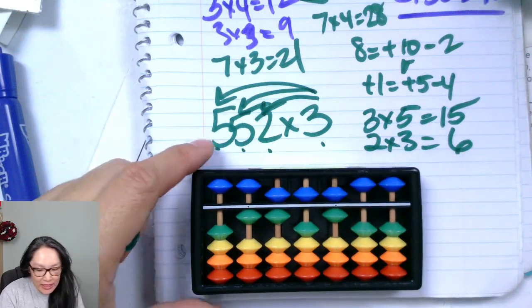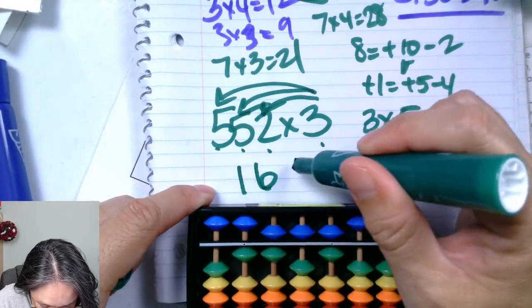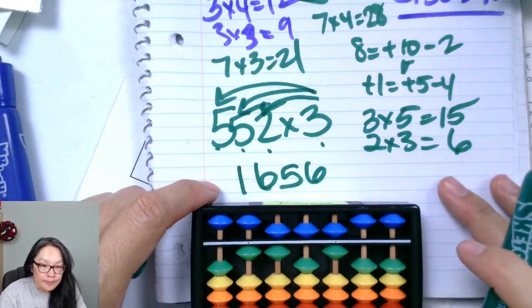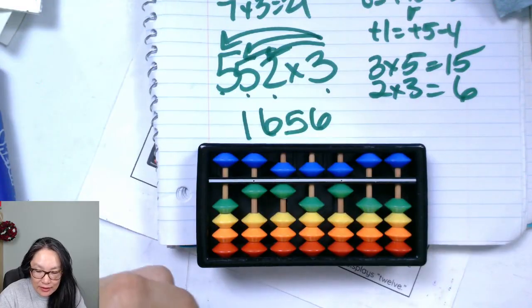So my final answer is 1,656. Bam! If that was too fast, let me know. I could redo it again.